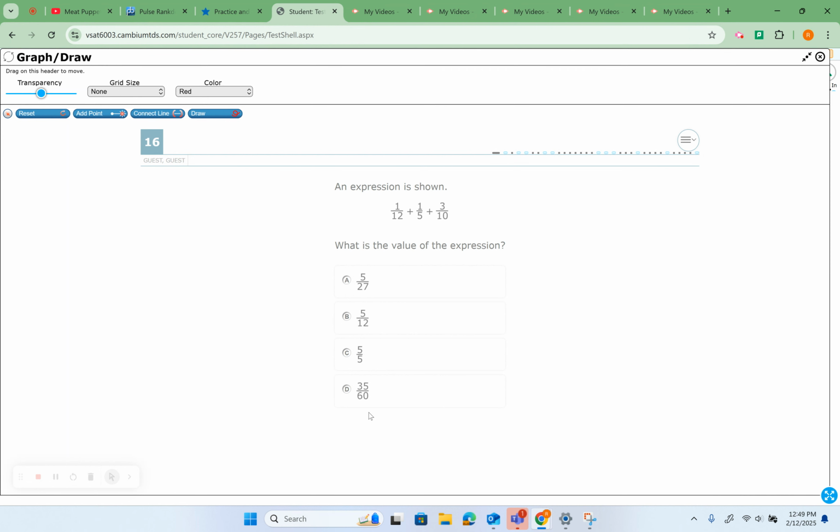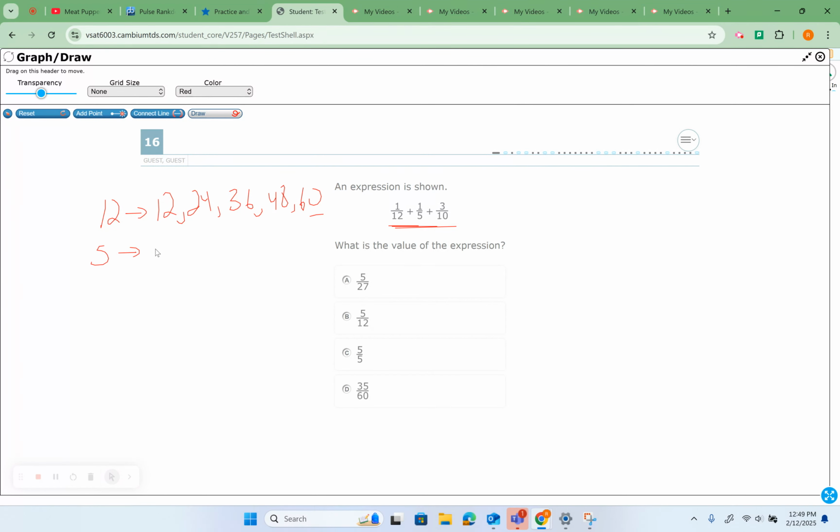Best way honestly to do this one is to line up those denominators and just get the common denominator, the least common multiple, that kind of stuff. So I'm going to start with 12, and I'll do my 12s. 12, 24, 36, 48, 60. I'll stop there.